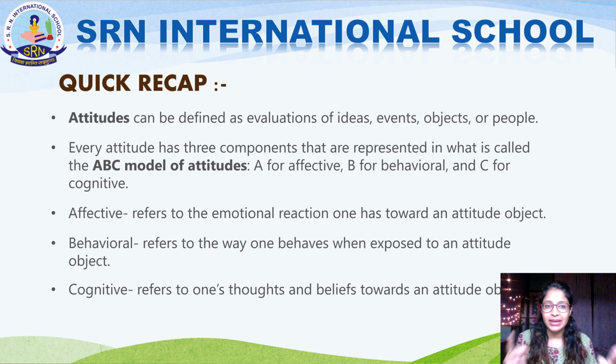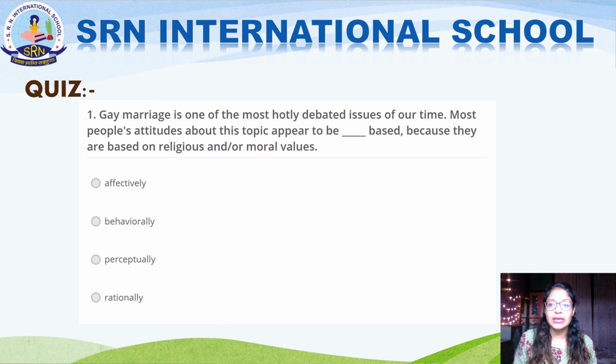Now let's have a quick recap. Attitude can be defined as evaluation of ideas, events, object, or people. The three components of attitude: A for affective, B for behavioral, and C for cognitive. Affective refers to the emotional reaction towards the attitude object. Behavioral refers to the way one behaves when exposed to an attitude object. And C, that is cognitive, refers to one's thought and beliefs towards an attitude object. Now let's move quickly towards the quiz.